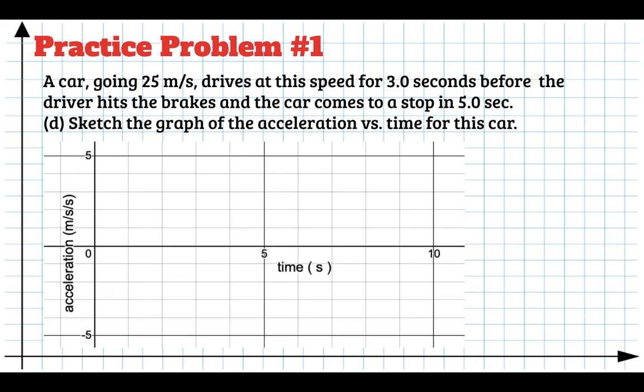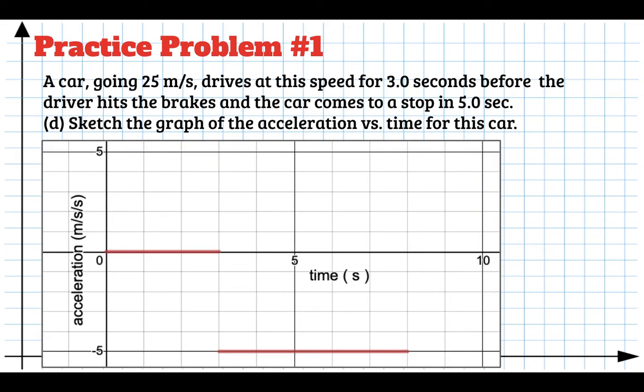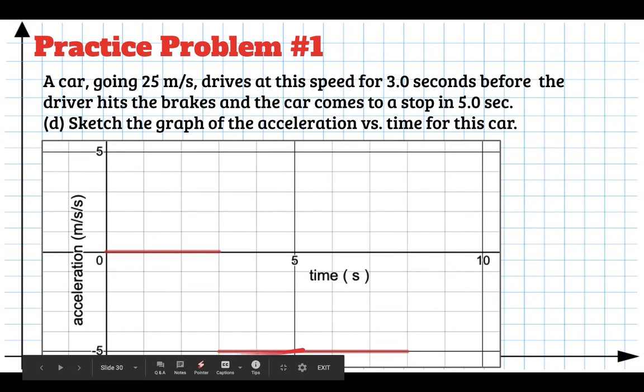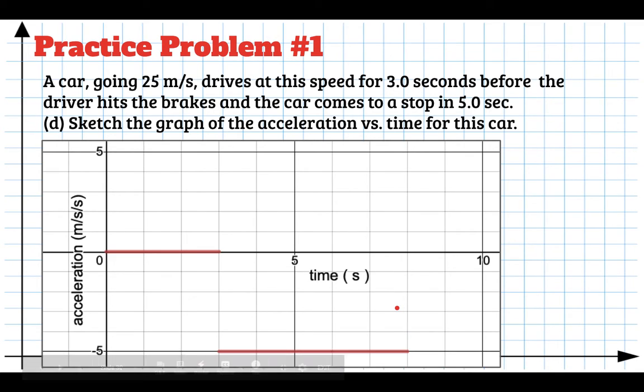Okay, so for the first 3 seconds, the acceleration was 0. So we plot 0 for 3 seconds. And then for the next 5 seconds, so from 3 until 8 seconds, we plot an acceleration of -5. So the acceleration graph looks like this.